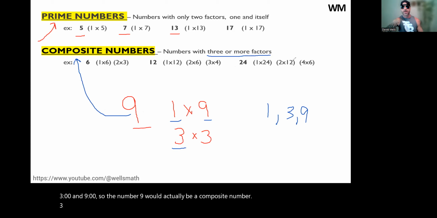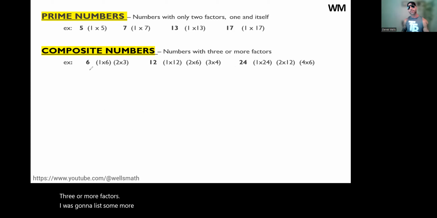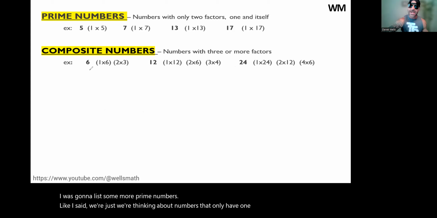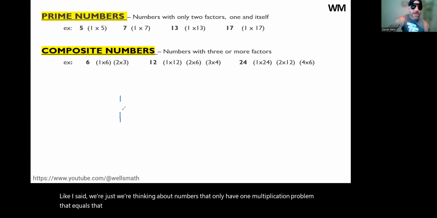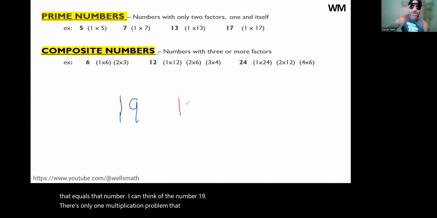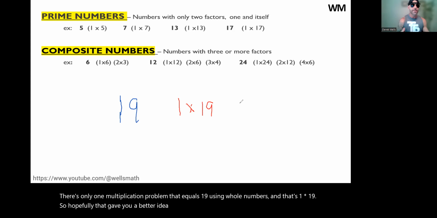3 or more factors. If I was going to list some more prime numbers, like I said, we're thinking about numbers that only have one multiplication problem that equals that number. I can think of the number 19. There's only one multiplication problem that equals 19 using whole numbers, and that's 1 times 19. So hopefully that gave you a better idea about what prime and composite numbers are, and gave you an idea about what factors are.